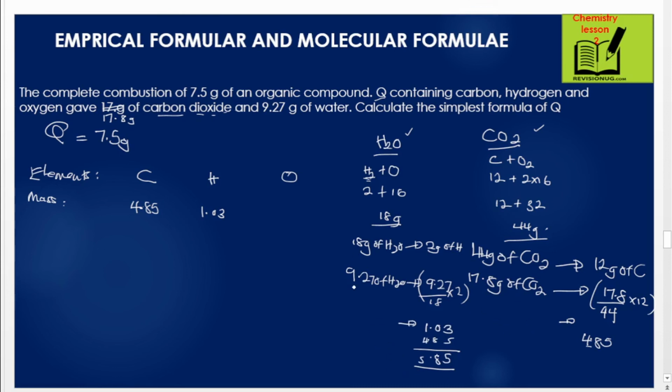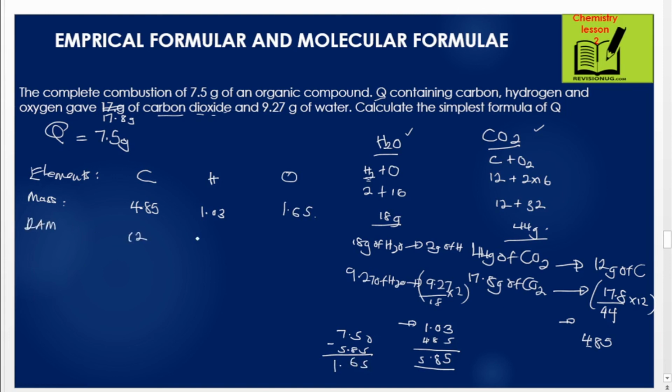Now let us get a balance for oxygen. So from this one, which is 7.5, we take off 5.85. Now let me hope that we are still together. This is 7.5. Take away 5.85. What's the answer? It is 1.65. So oxygen is 1.65. That one is done. Then after that one, we take their relative atomic masses.